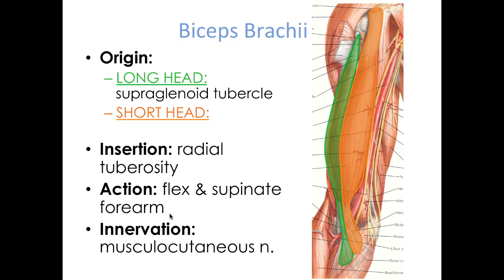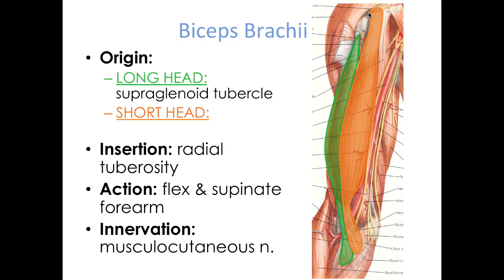Now you might be thinking, okay, Mrs. B, this doesn't make sense. Why is the long head short and the short head is long? But the reason for this is this long head that you see in green actually continues up into the shoulder joint to originate at the supraglenoid tubercle. So it in actuality is longer.